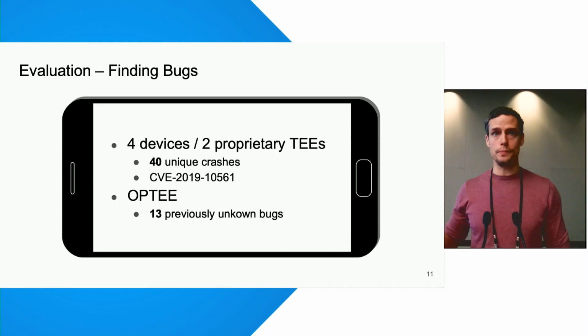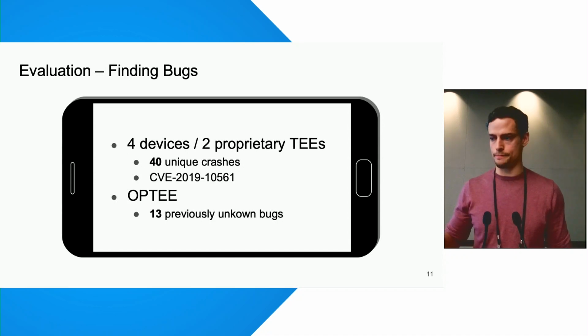We also fuzzed OP-TEE, which is an open source reference implementation for TrustZone-based TEEs. And here, targeting the trusted applications available for OP-TEE, we found 13 previously unknown bugs.